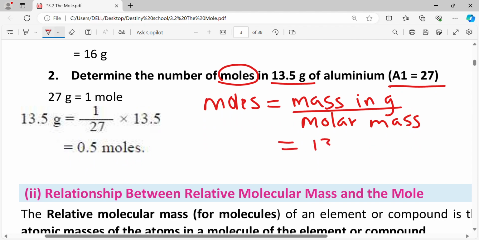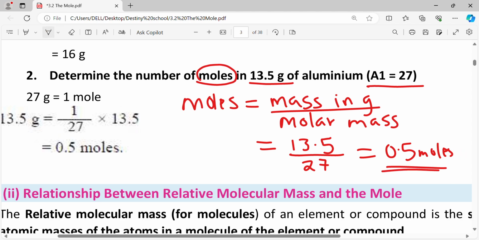So you just substitute. Mass in grams is 13.5. Then you divide by 27 because you want the number of moles. If you divide the two, you get 0.5 moles. You see how simple it is.